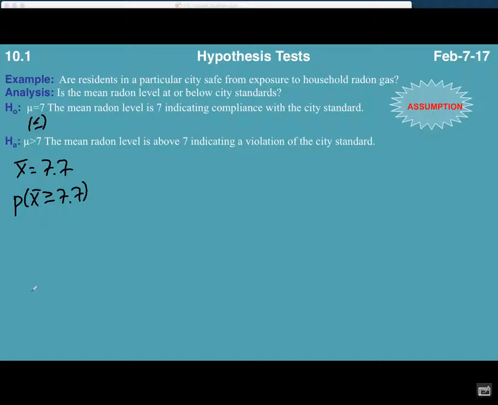Okay. So the only way that we can do this is if we know something about the sampling distribution. So x bar has a sampling distribution. We have to know the shape. Basically, it has to be normal. How do you show that the sampling distribution is approximately normal?